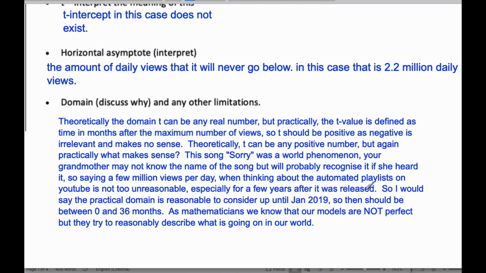So then the domain should be between 0 and 36 months, so 3 years afterwards. But as mathematicians, we know that our models are not perfect, but they try to reasonably describe what's going on. Now, there are lots of different domains that are reasonable to choose. There are lots of wrong ones, but there are lots that are reasonable to consider if you can justify why you've chosen them.